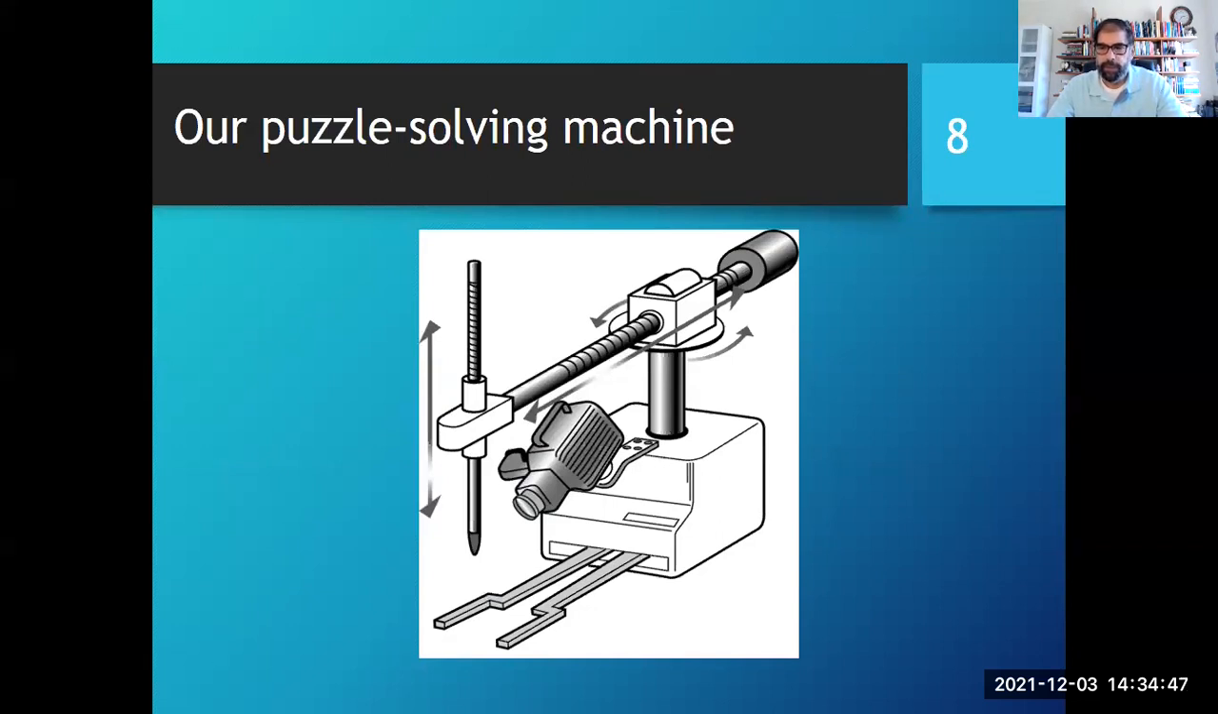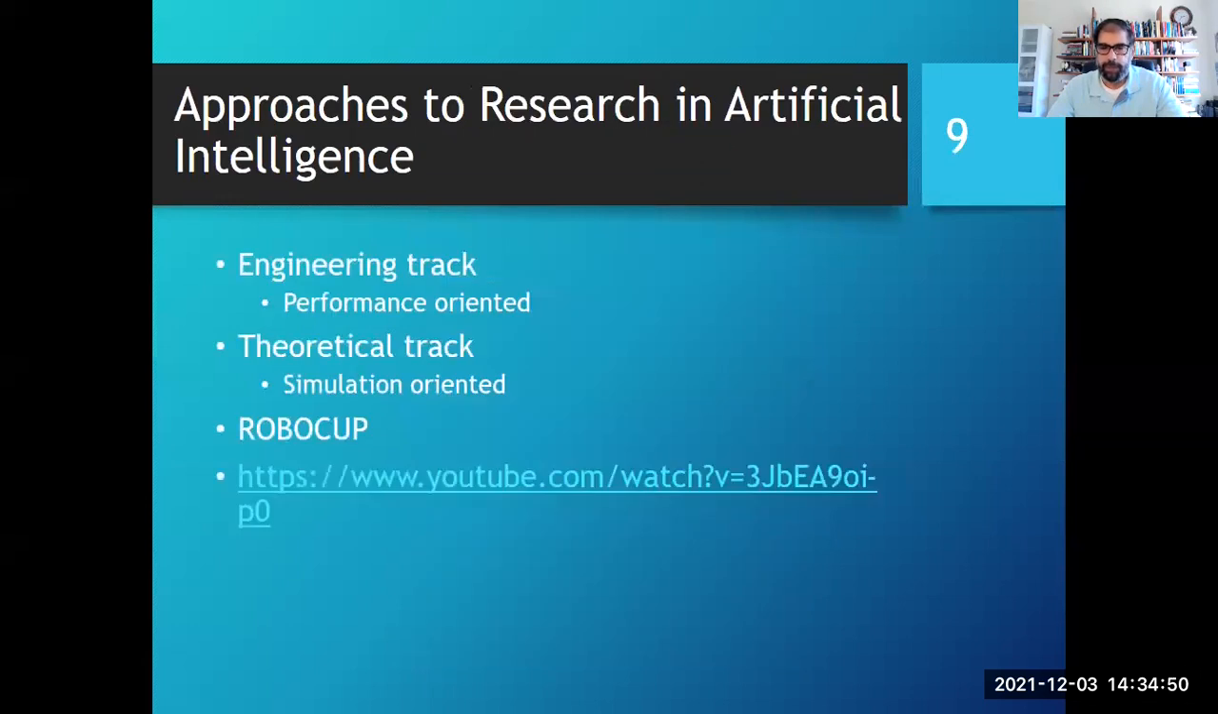And we said that we can divide it into two parts, the engineering track and the theoretical track. In the engineering track, we actually build robots or machines that can move mechanically. But their movement is controlled by the program, by the software that is artificially intelligent. The second track in AI is just a theoretical track in which we try to solve problems using computer science.